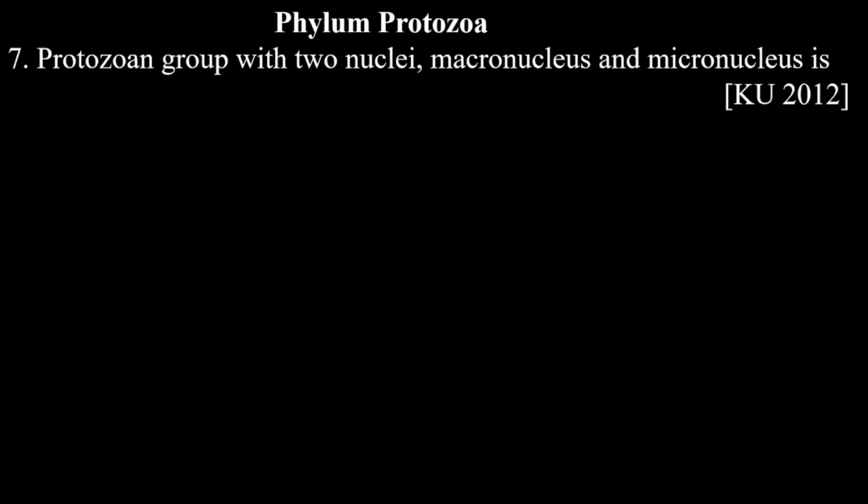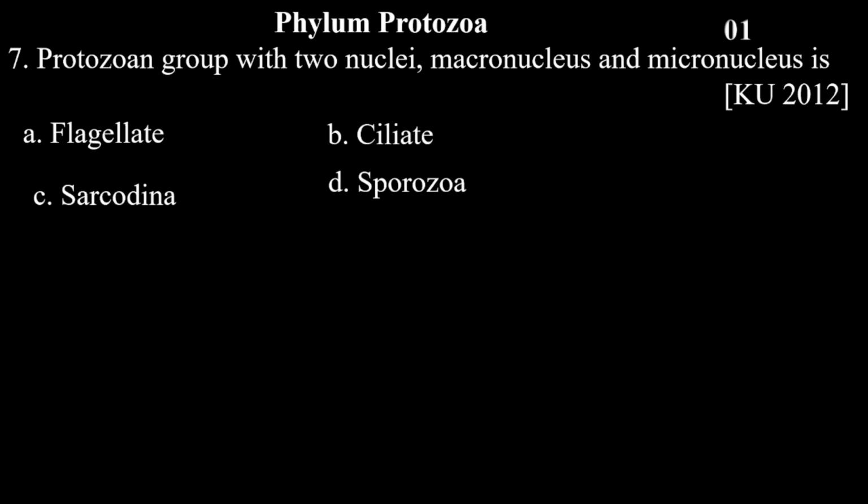Question number 7. Protozoan group with two nuclei, macronucleus and micronucleus is, your options are A. Flagellate, B. Ciliate, C. Sarcodina, D. Sporozoa.